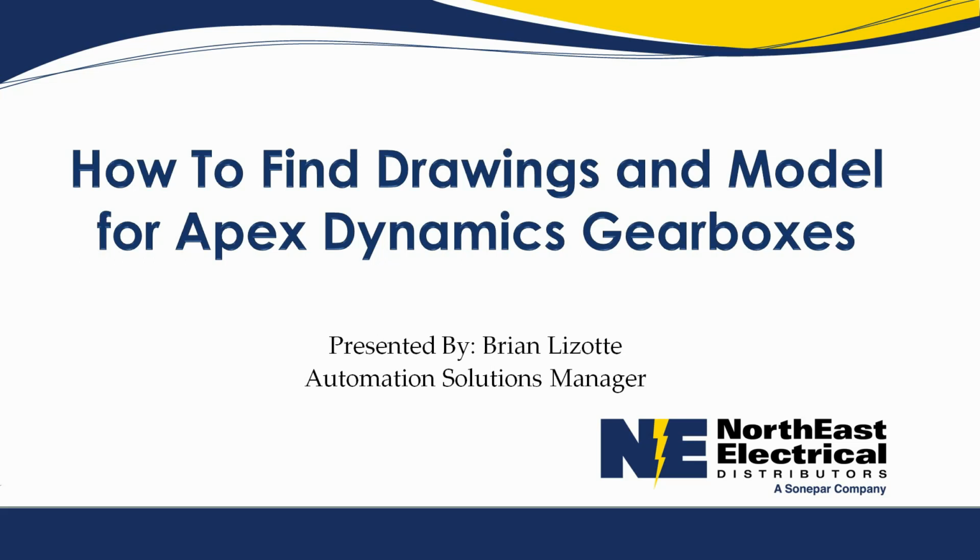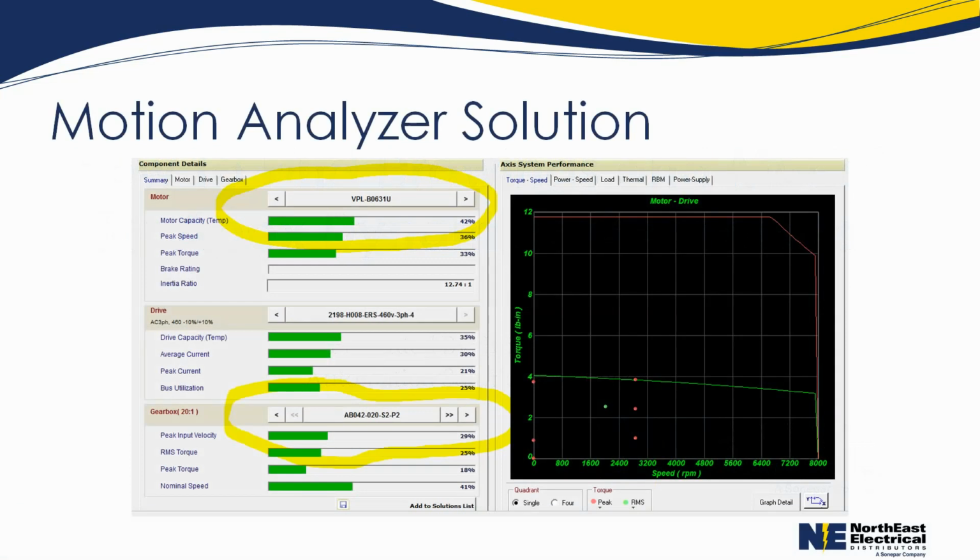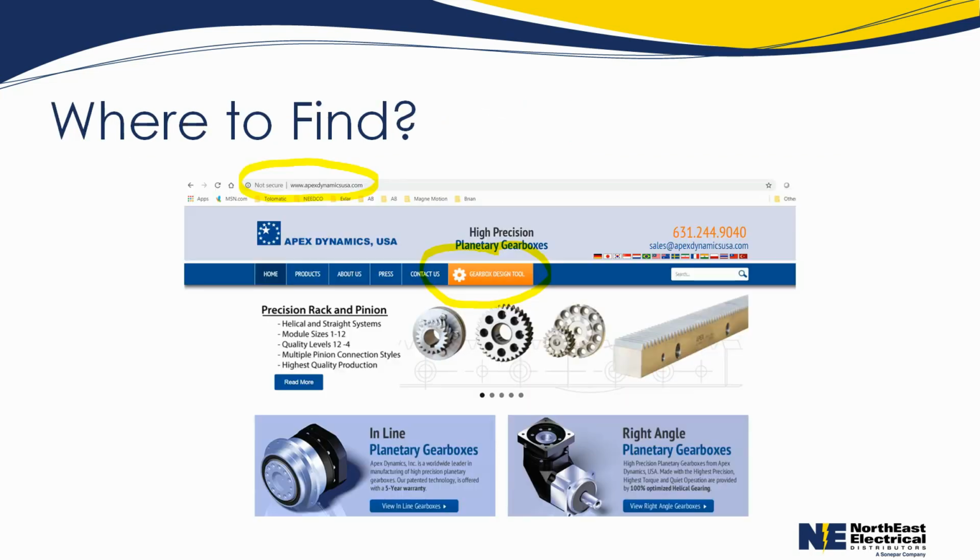Today's topic will be how to find drawings and models for Apex Dynamics gearboxes. After completing a motion analyzer sizing of your application, we came up with a VPL B0631U motor along with the Apex Dynamics inline planetary gearbox AB42020. Where do we find these models?